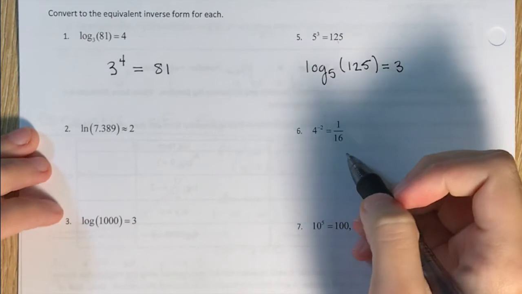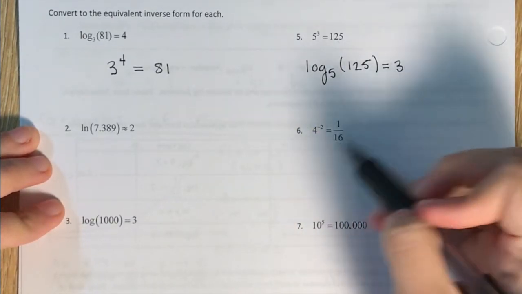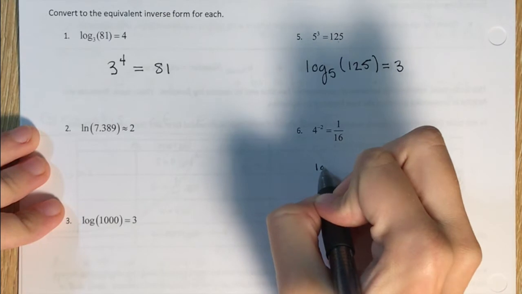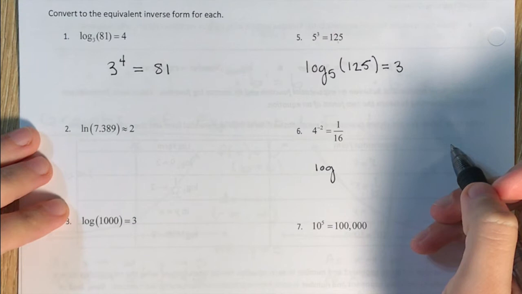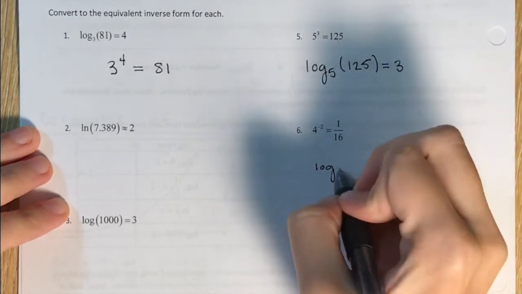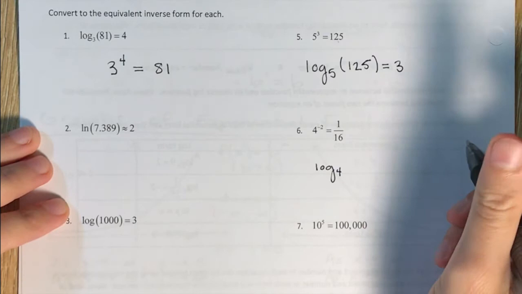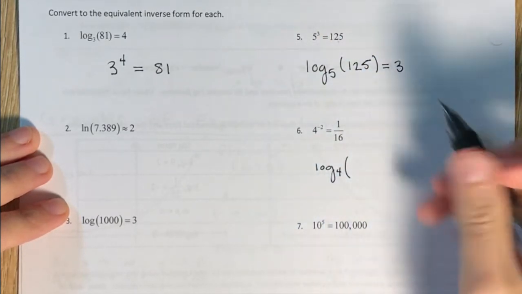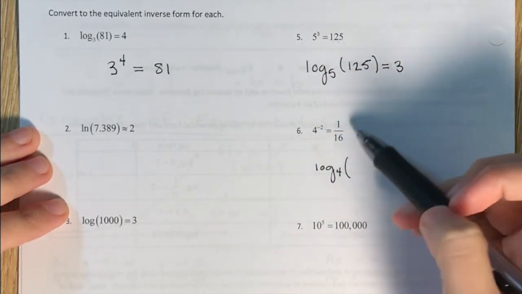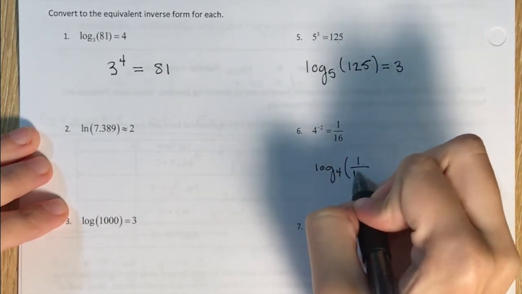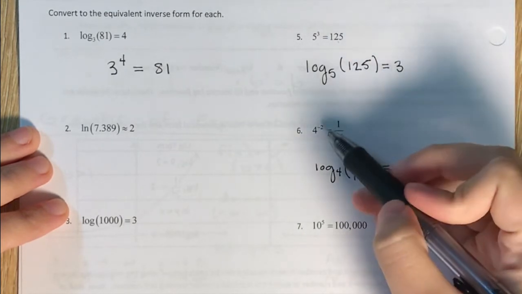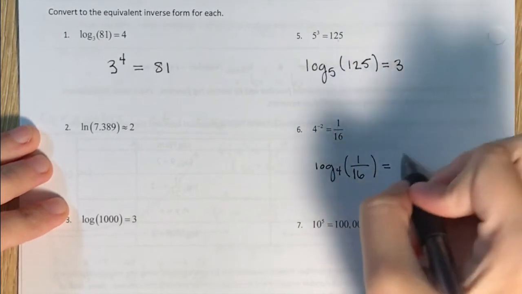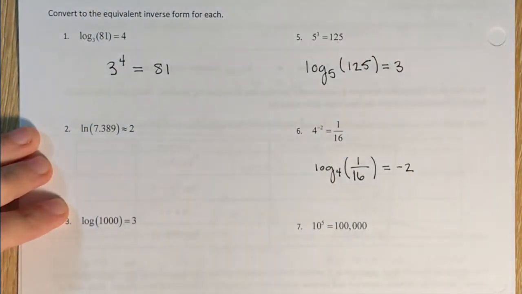Let's do number 6. We are in exponential form, so we want to convert to log form. What's our base here? Well, the base of the exponential function is just 4. Then our output becomes our input, so that's 1 over 16. And then our input is -2, so that becomes our output. We end up with log base 4 of 1/16 equals -2.